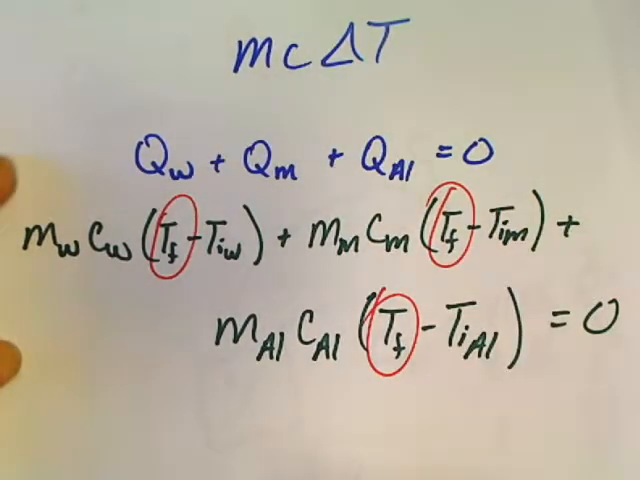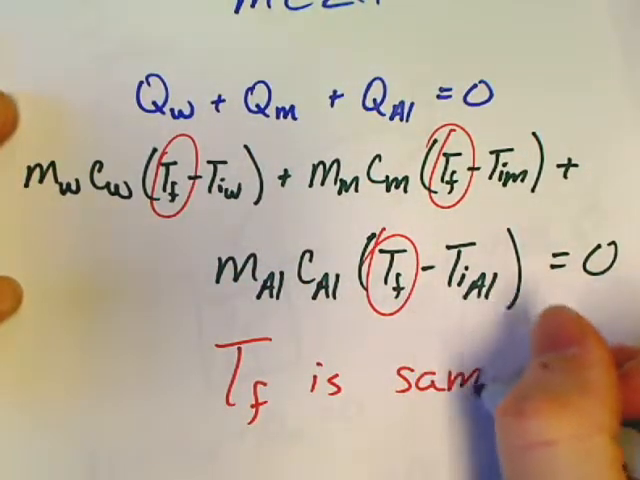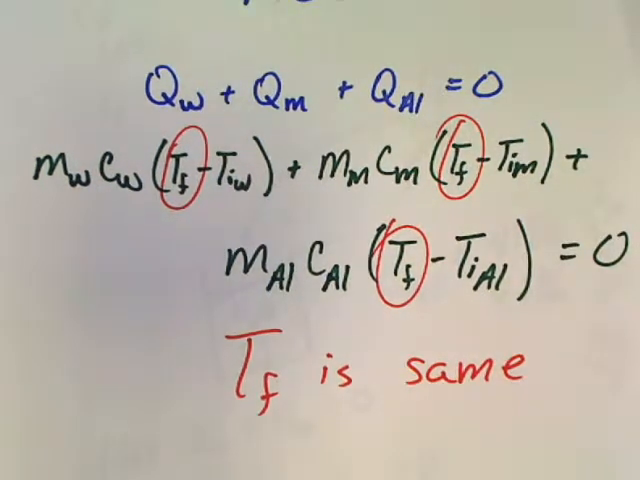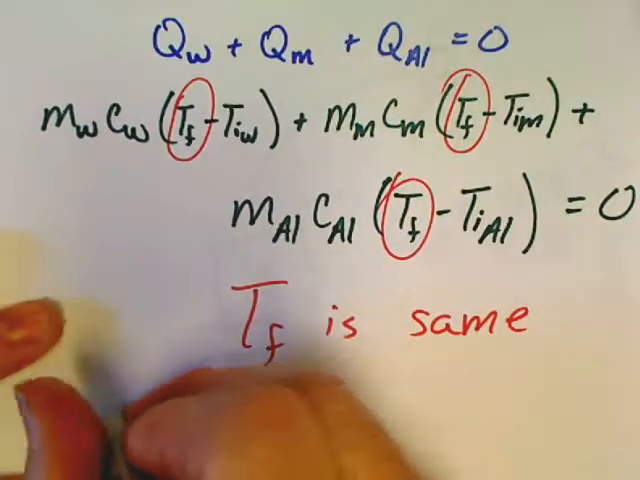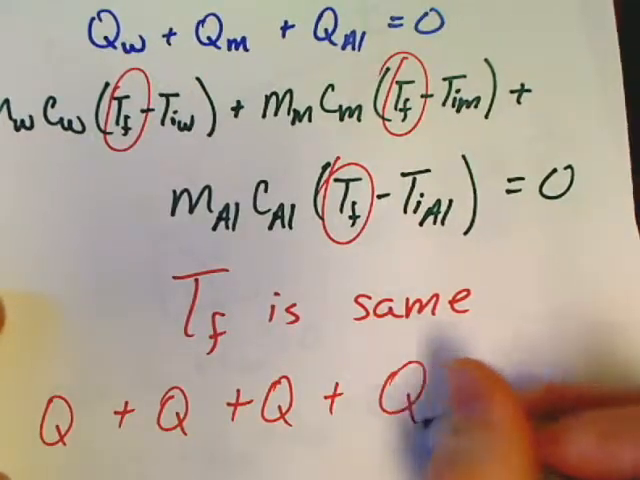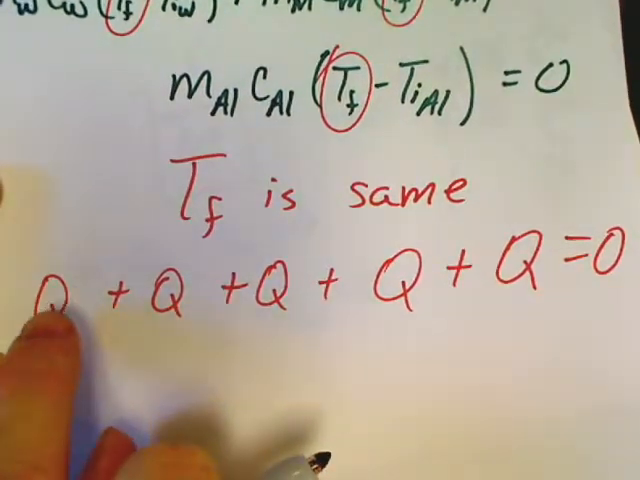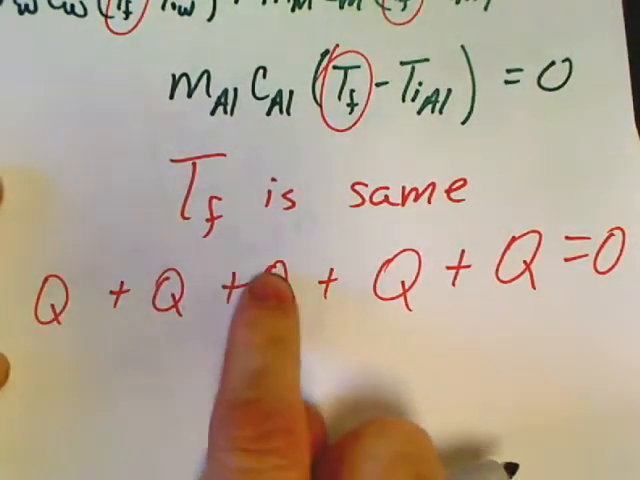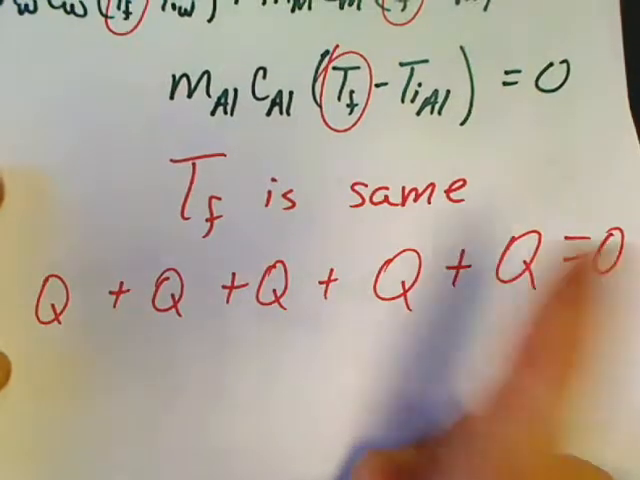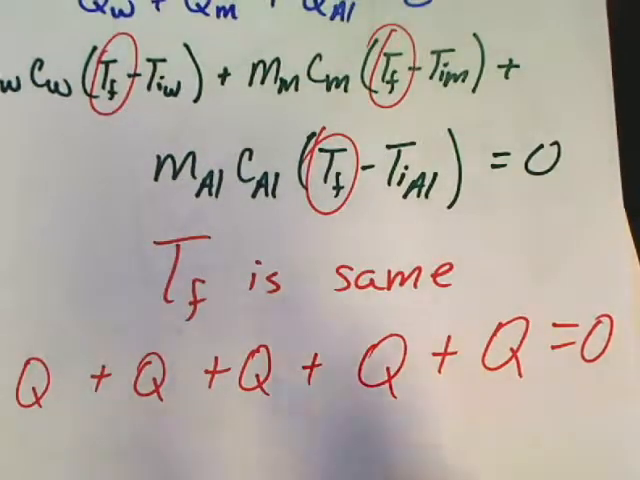Alone. I left you alone. Why? Because the TF is the same for every object in an equilibrium. I could have Q plus Q plus Q plus Q plus Q. Are you getting the point? The temperature final for every single object in this is the same temperature final. Most of your problems aren't going to get over like 4 things in there.